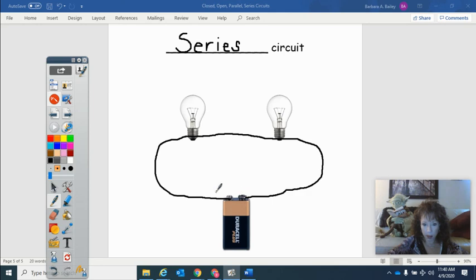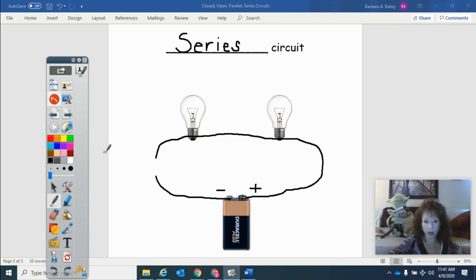Okay, so this is negative. This is positive. Okay, so in a series circuit, the circuit is one continuous loop, but each light bulb does not have its own connection to the battery. So if for any reason, let's just say there was a break right here. If this light bulb is not being lit, then this one will also not be lit because they don't have their own connection to the power source.